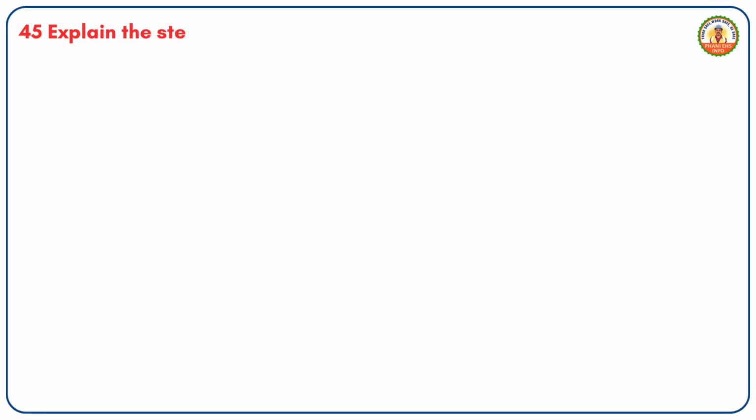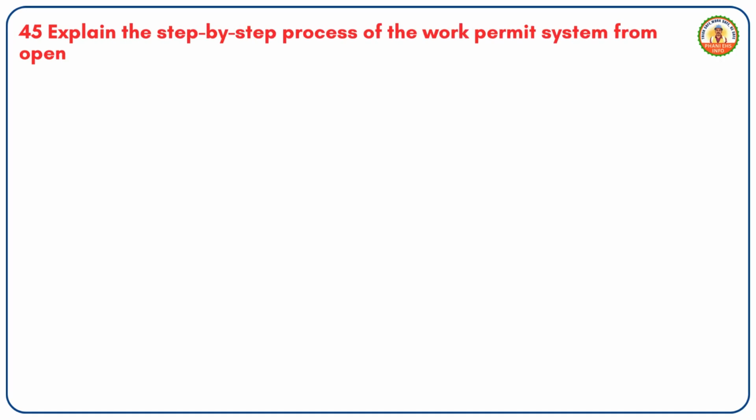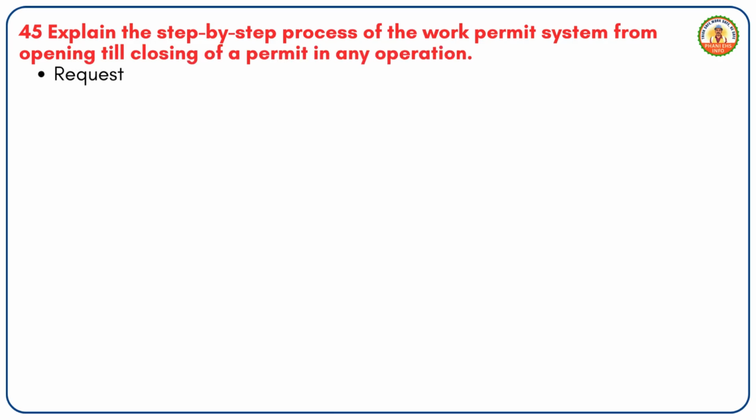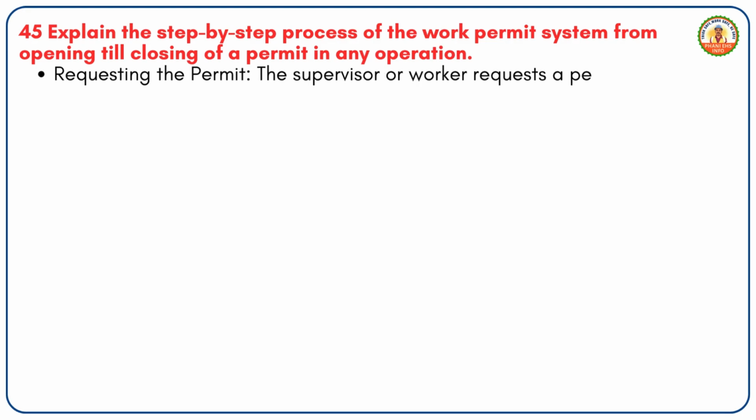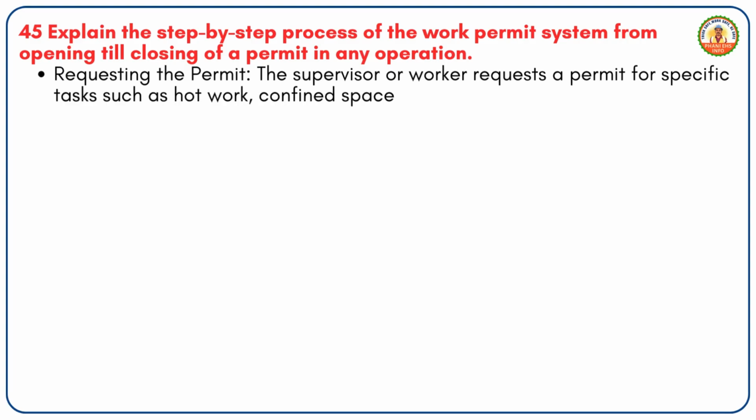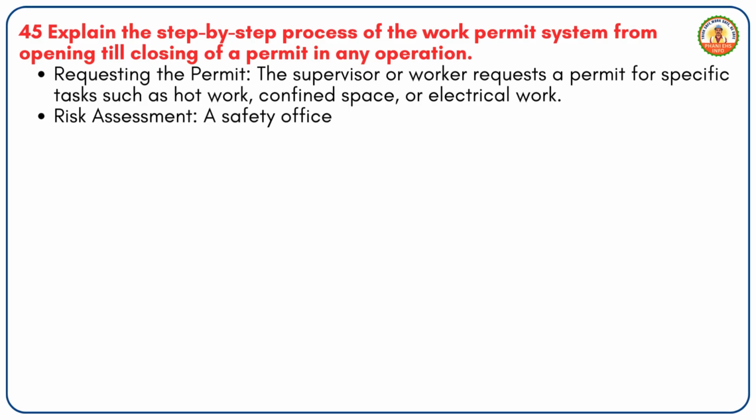45. Explain the step-by-step process of the work permit system from opening till closing of a permit in any operation. Requesting the permit: the supervisor or worker requests a permit for specific tasks such as hot work, confined space, or electrical work. Risk assessment: a safety officer assesses the risks associated with the task.